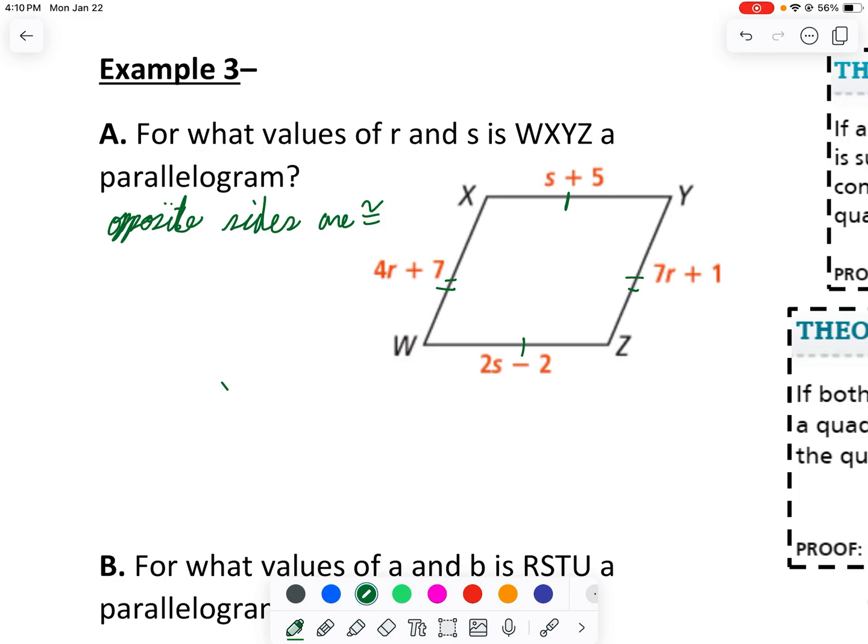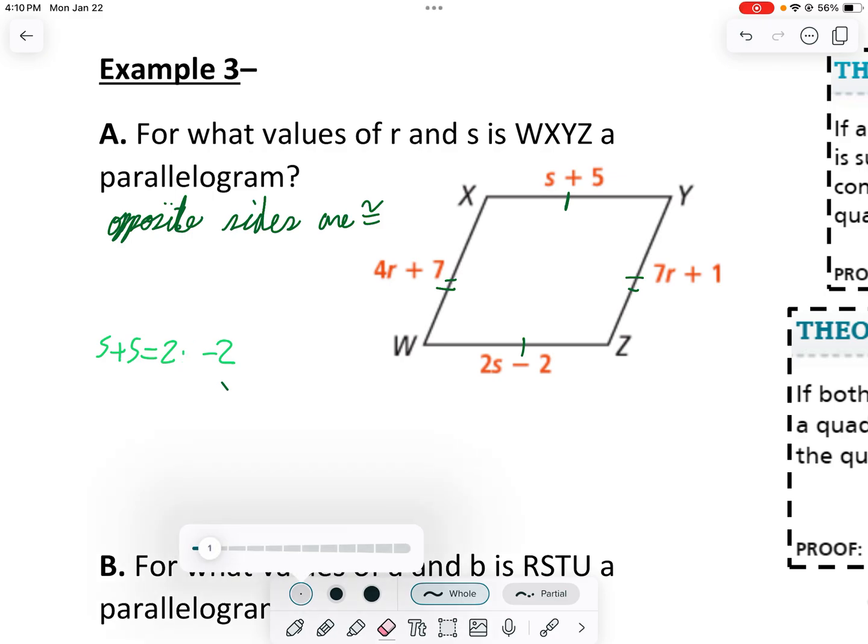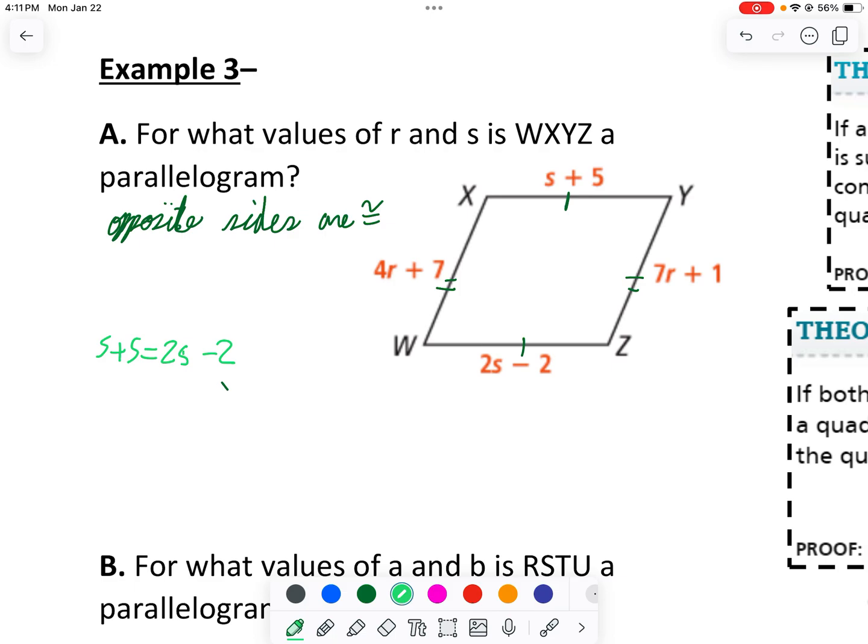Now again, I'm going through this first problem with you, but I will not go through all of them directly like this. So I can look at the top and bottom, and I know that they're supposed to be congruent. So I know S plus 5 is equal to 2S minus 2. Now I've got to do my algebra and solve this equation. You'll notice my 5s are really bad, so I'm going to change that 5 to be a much more clear 5. S plus 5 is equal to 2S minus 2.